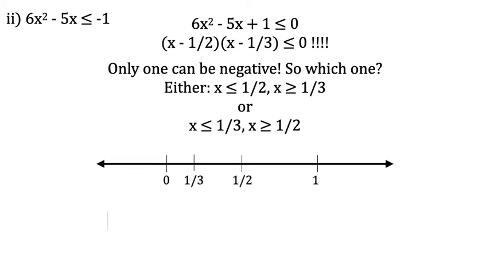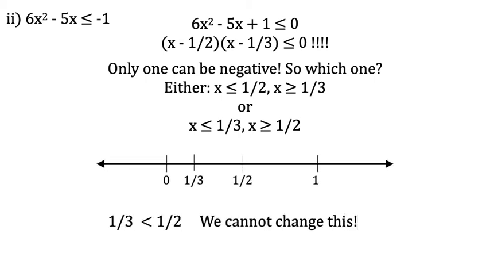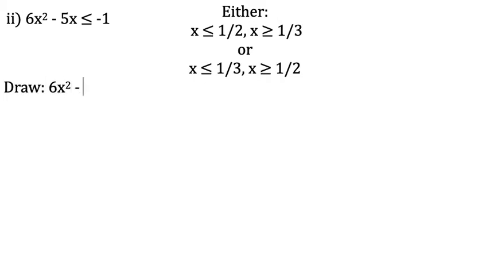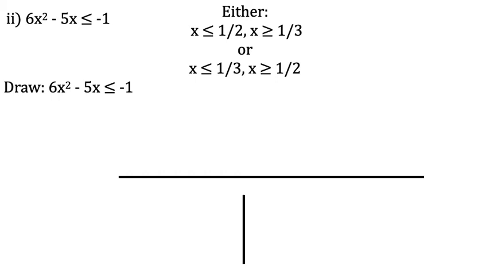If we bring in the number line, we can see that 1/3 is less than 1/2 and we cannot change this. So what we should do is draw 6x squared minus 5x less than or equal to minus 1. On the left-hand side, we have 6x squared minus 5x. And on the right-hand side, we have minus 1.